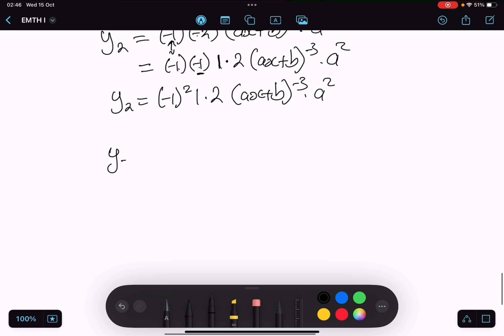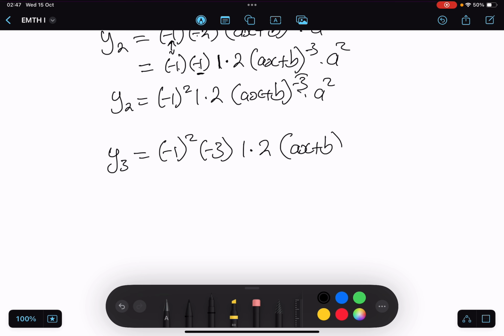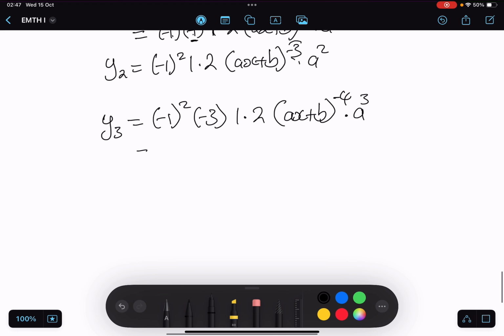And then if I find the third derivative again, I'm going to have (-1) squared, and then I'm going to take the power -3, which is going to be -3. We have 1 times 2 times (ax plus b), and then the power is going to be -4 times a squared times the derivative of what is inside, which is going to be a again, and that will lead us to a cubed, a to the power 3. And again here we have to simplify this.